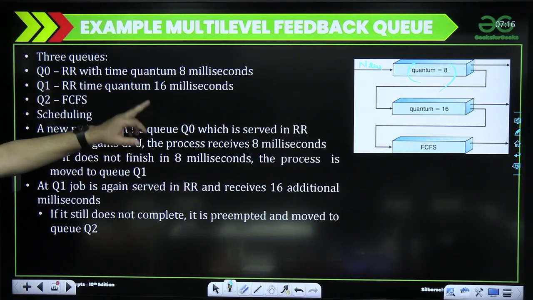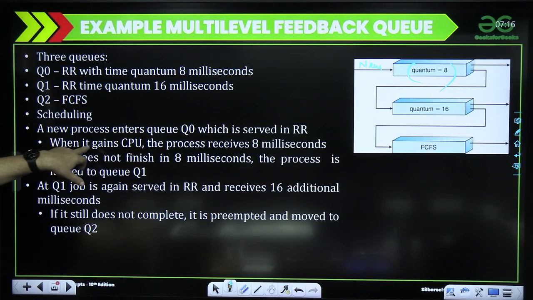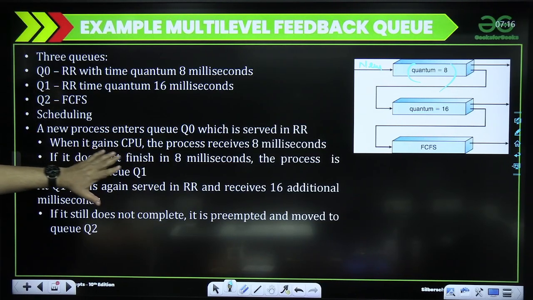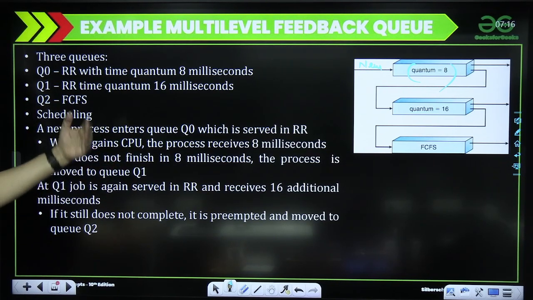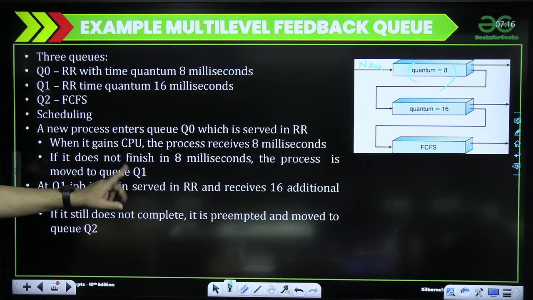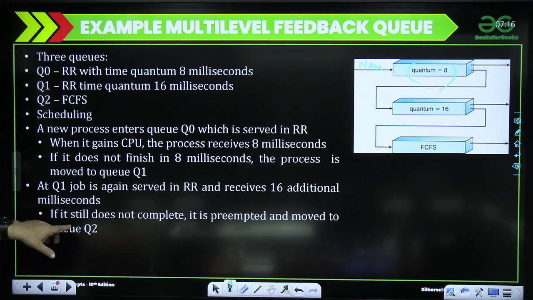A new process enters Q0, which is served with round robin. When it gains CPU, the process gets 8 milliseconds. If it does not finish in 8 milliseconds, the process is moved to Q1. At Q1, the job is again served in round robin and receives 16. So like that, it goes on and completes in Q2.